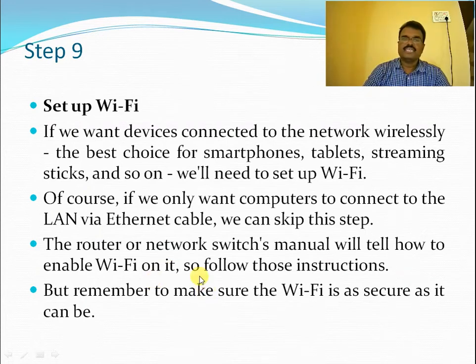So after that, setting up Wi-Fi. If we want devices connected to the network wirelessly, the best choice for smartphones, tablets, streaming sticks, and so on, we will need to set up Wi-Fi. Because generally, smartphones and tablets do not have a network port. So if you want internet facility on our smartphones or tablets, we must have wireless technology. Generally, we get this wireless technology through the Wi-Fi, wireless fidelity, facility, which is available with all routers, so that we can connect smartphones and tablets to the internet through Wi-Fi.